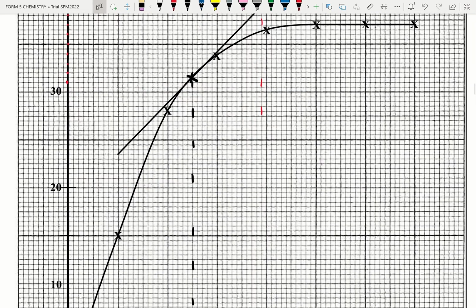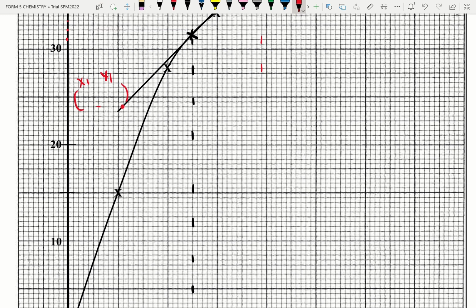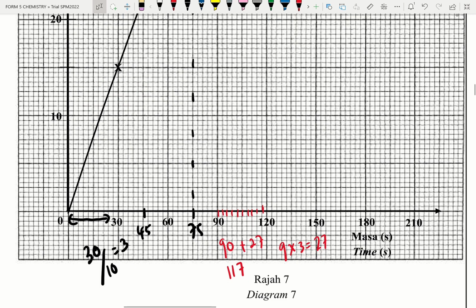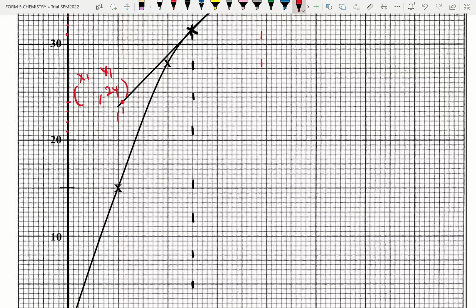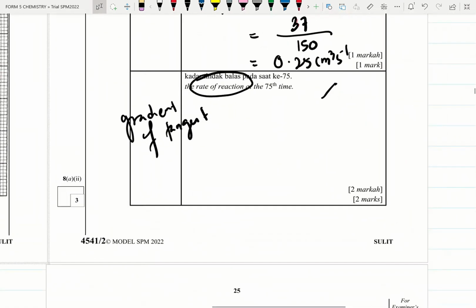Alright, so next I try to find the coordinate of this one. So here I need to find my x1 and y1. My y1 will be here. So this is 21, 22, 23, 24. So y1 will be 24. So my x1 will be, alright, so this is 30. So here I need 1 box. So 30 plus 3, that will be 33. Now I try to find the rate of reaction at 75 seconds. So that will be y2 minus y1 divided by x2 minus x1.